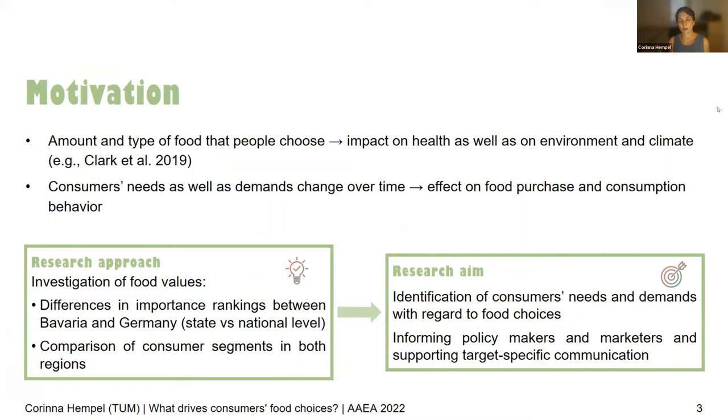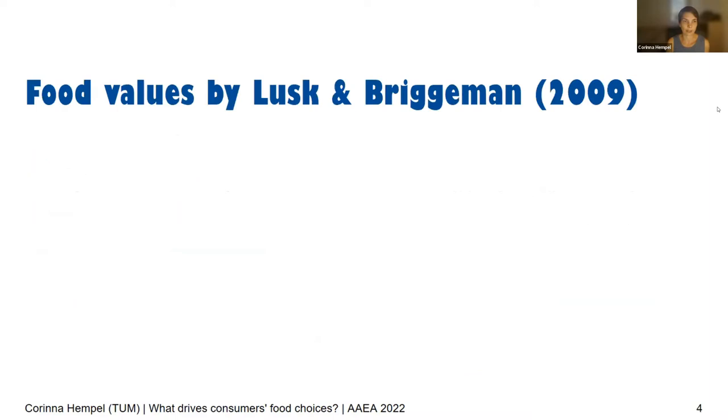So what do we want to do now? Our idea was to investigate the food values and then find out differences in importance rankings between those food values. On a state level, we chose Bavaria for that as one of the German federal states, and on the national level, so in Germany. We compared consumer segments in both of those regions, and thereby we could identify consumers' needs and demands with regard to their food choices, and by the segmentation also inform policy makers and marketers, and so give support in target specific communication.